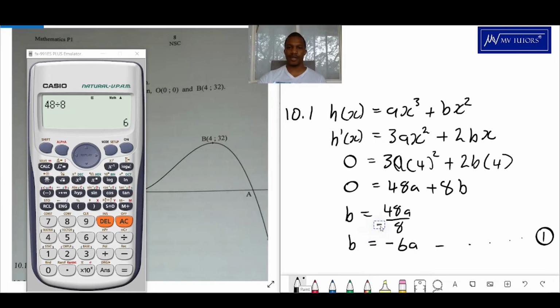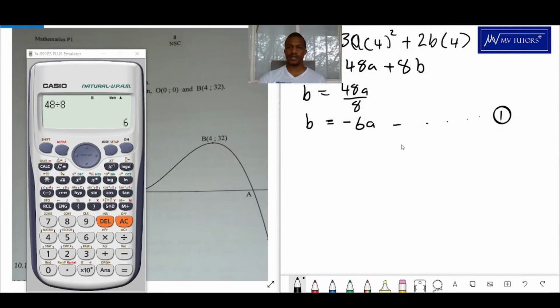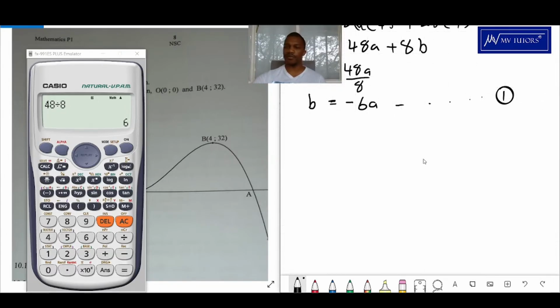Where did I get this negative from? Anyway, I just wanted to move this up.